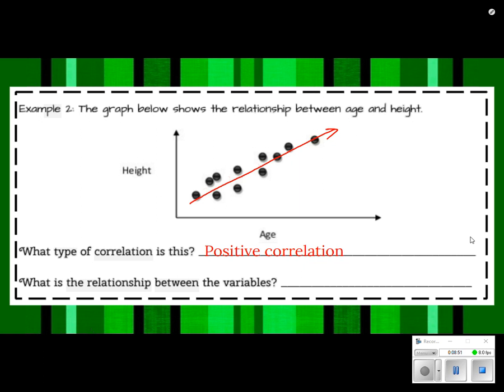So what is the relationship between the variables? Now this is like a sentence where we're talking about the variables. And so as age increases, as age goes up, height increases, height goes up. Now, when both of the variables are increasing, age is increasing and height is increasing, when both of them are doing the same thing, they're both increasing, that's going to create a positive correlation.